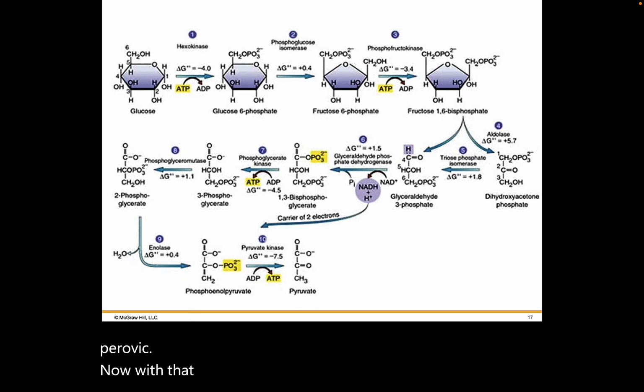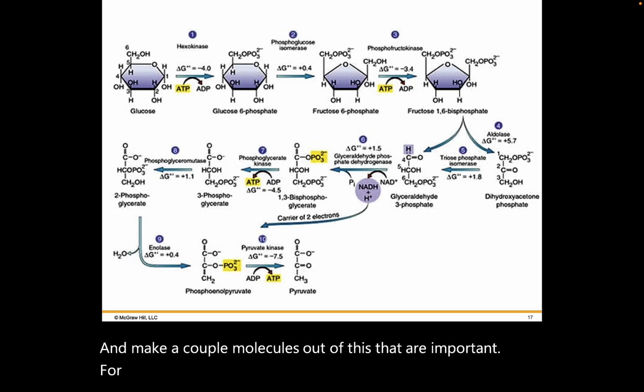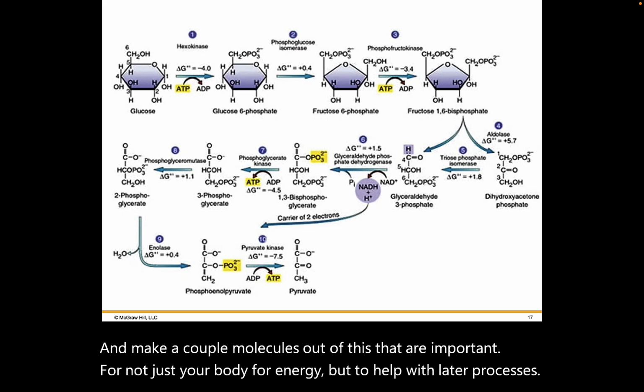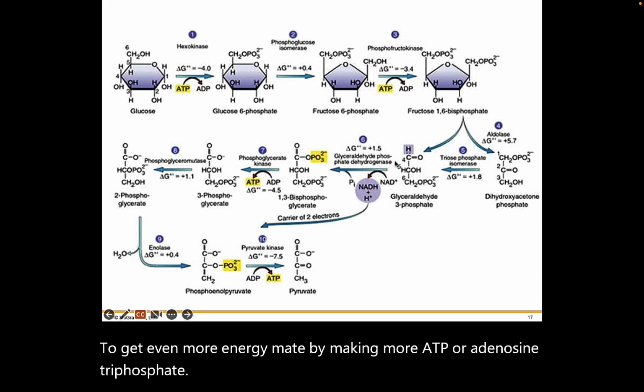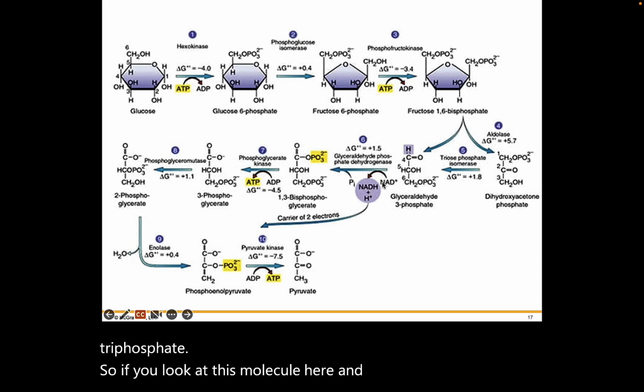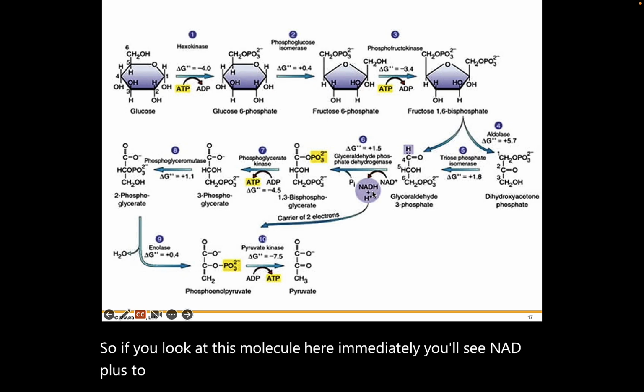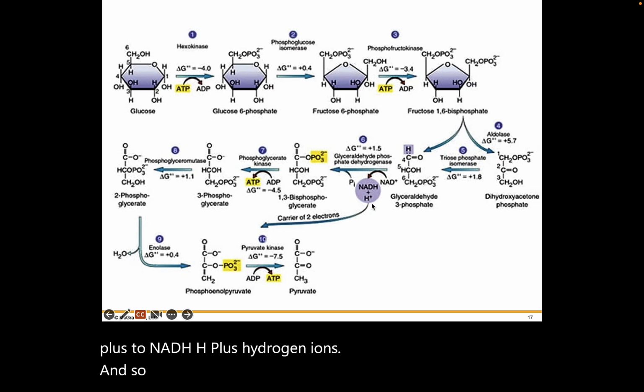Now, with that being said, we are going to essentially make a couple molecules out of this that are important for not just your body for energy, but to help with later processes to get even more energy made by making more ATP, or adenosine triphosphate. So if you look at this molecule here, immediately you'll see NAD plus to NADH plus hydrogen ions. And so what is happening here?